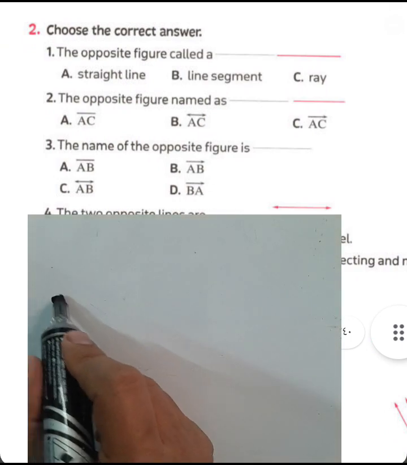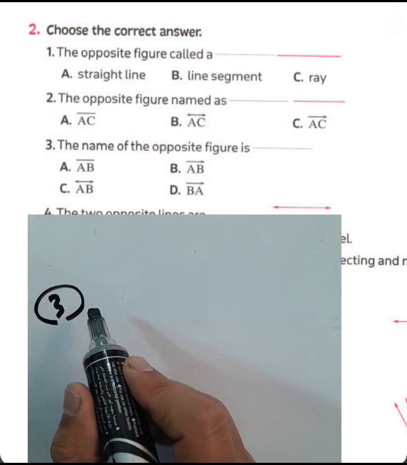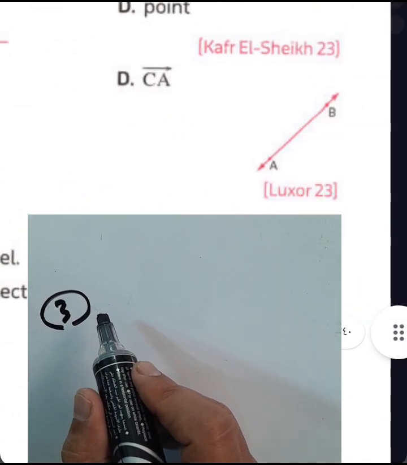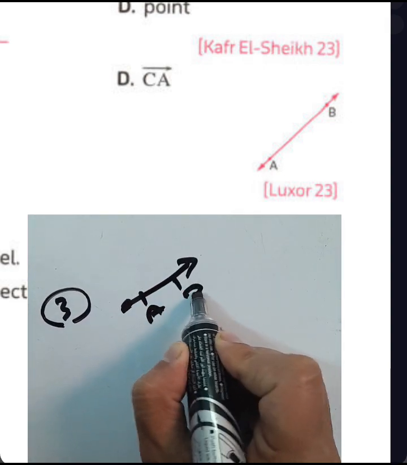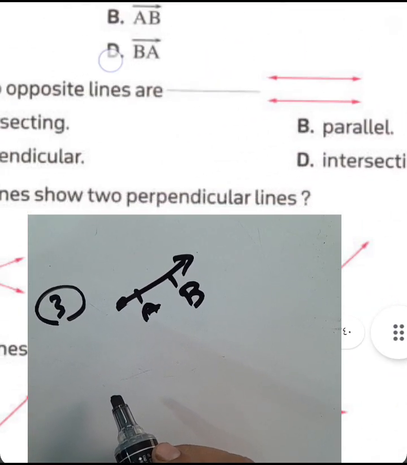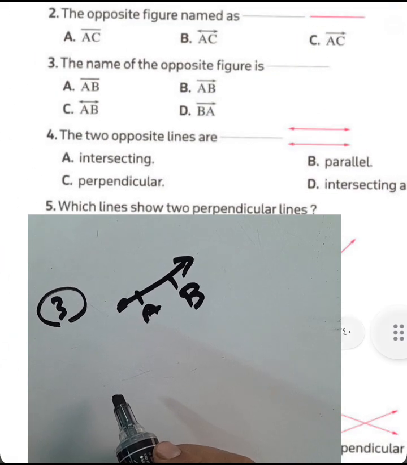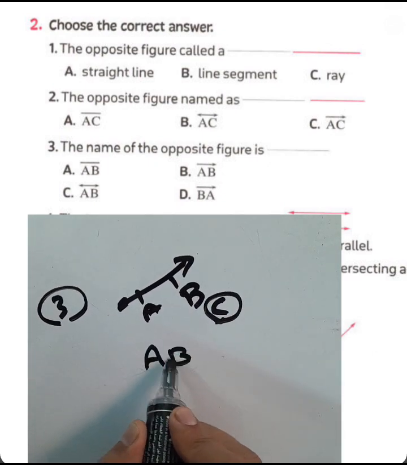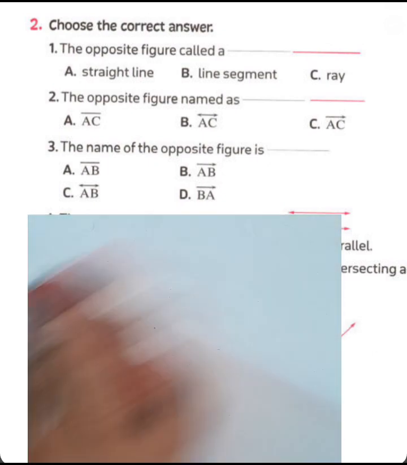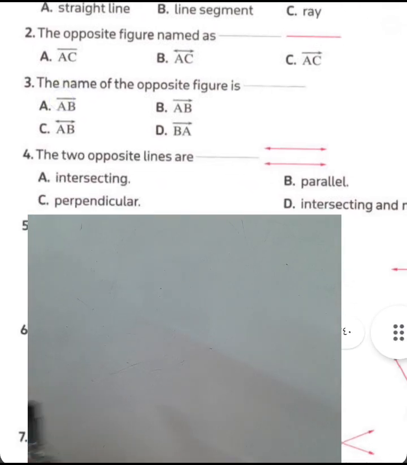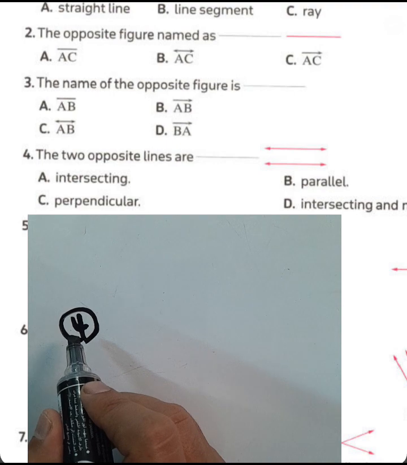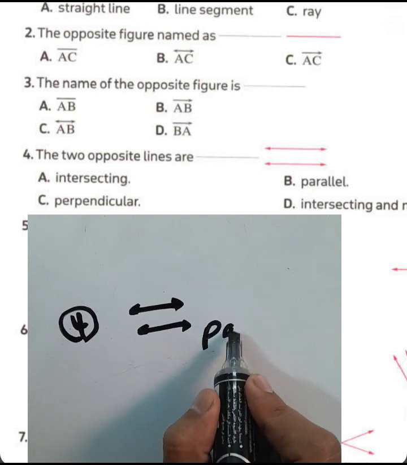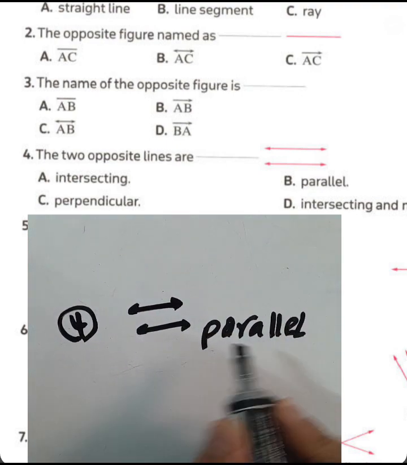Number 3, the name of the opposite figure is what? We have here straight line AP. Question number 3, choose letter C. Straight line AP. Question number 4, the two opposite lines are parallel. We call it parallel.